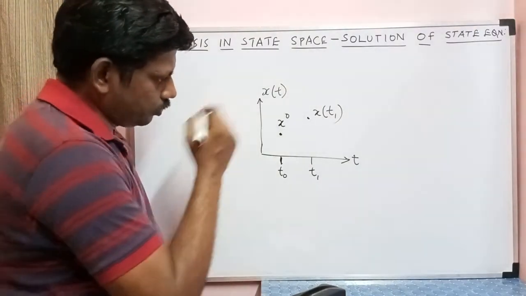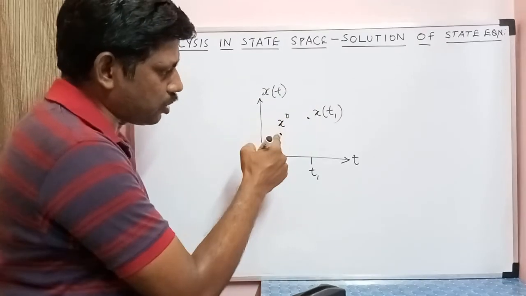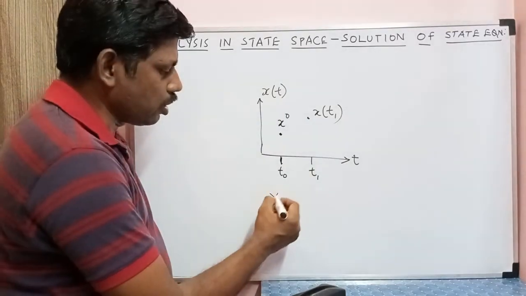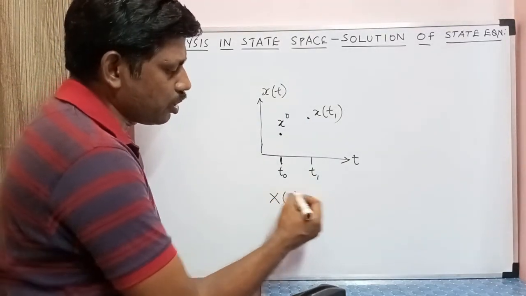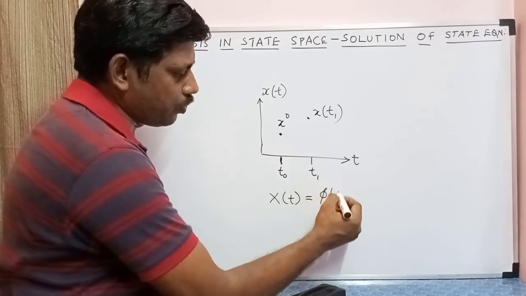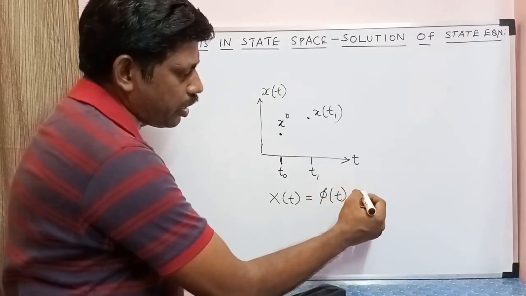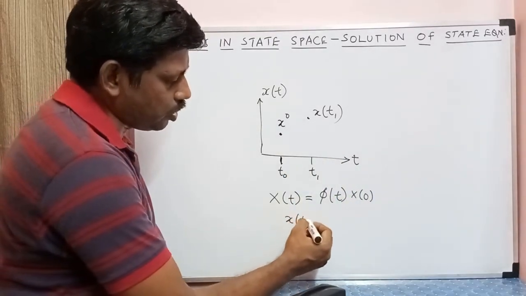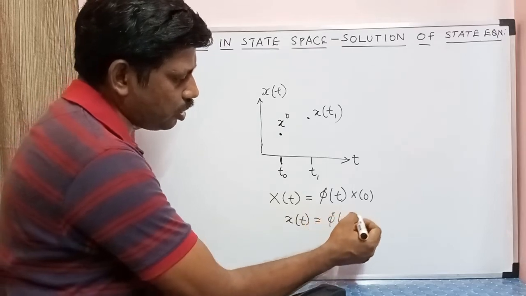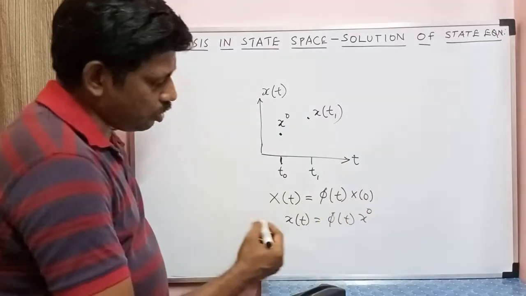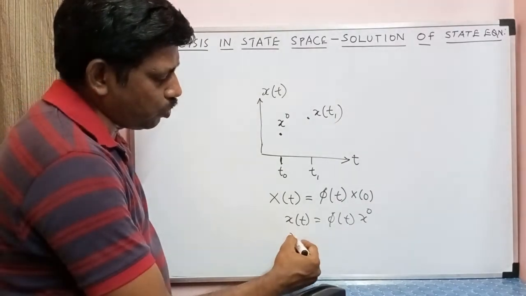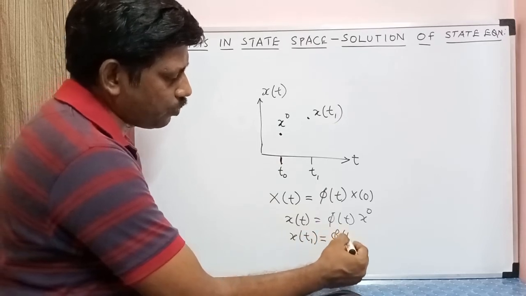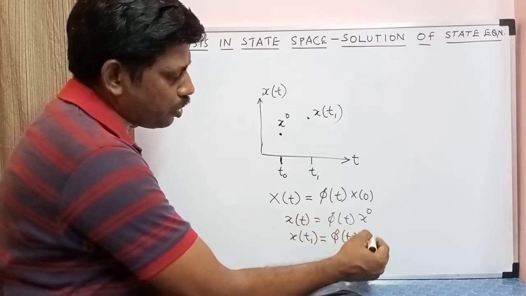So how do I get it? This transition from x naught to x of t1 is described by this equation. X of t is equal to phi of t into x of 0. So here in this case, x of t is equal to phi of t into x naught. At t is equal to t1, x of t1 is given by phi of t1 into x naught.